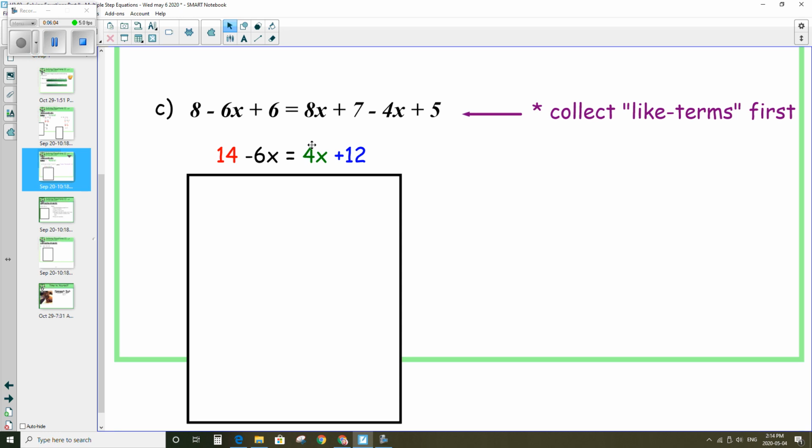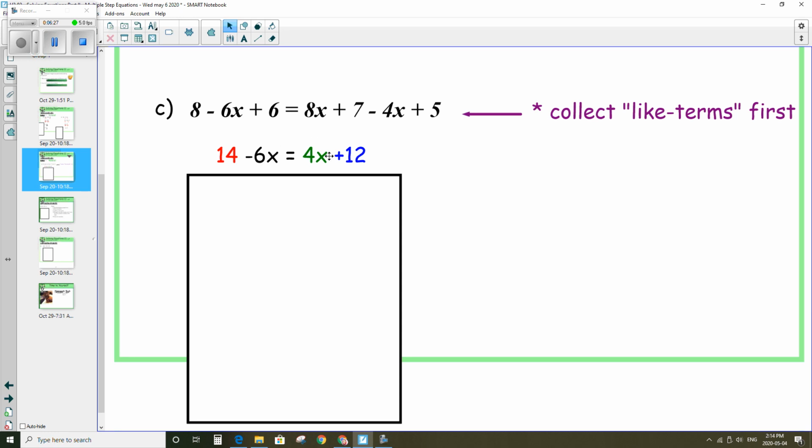So what I want is I want the x's all on the left-hand side because we want our answer to be x equals something. And any constants I want to have on the right-hand side of the equal sign. Now, whenever I move a term from one side of the equal sign to the next, the sign is going to change. Okay, so on the left-hand side, I have a negative 6x. That can stay where it is. That's on the correct side.